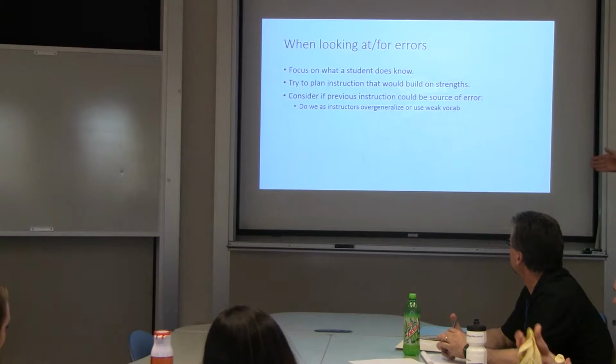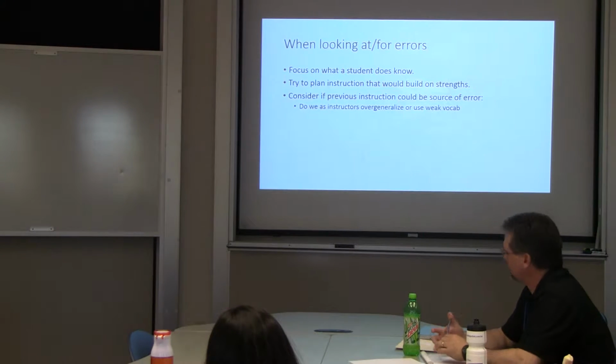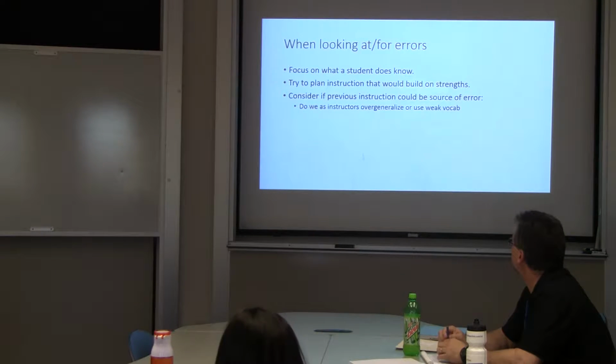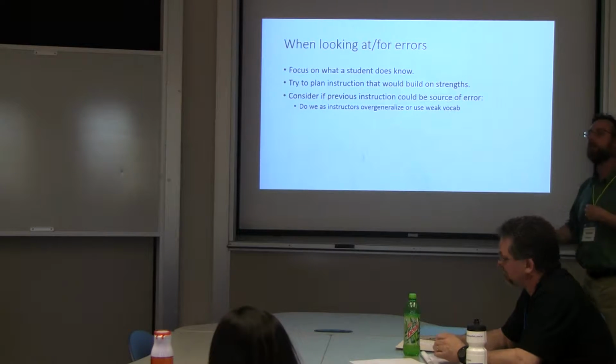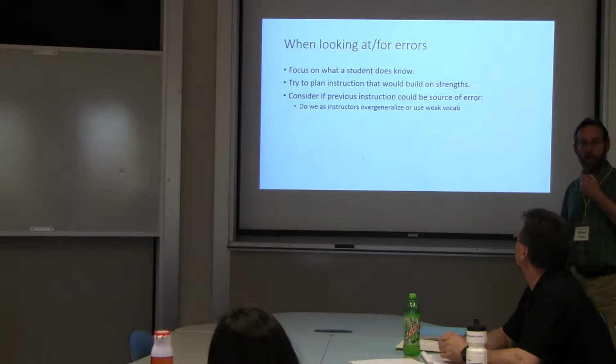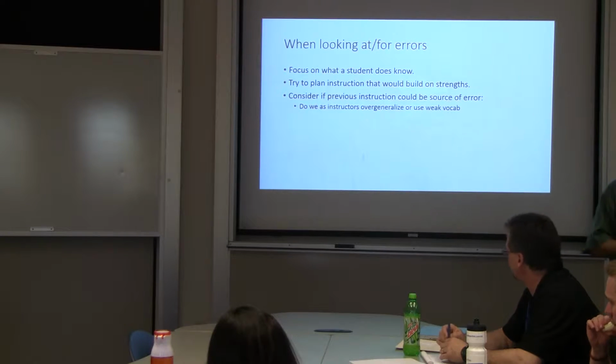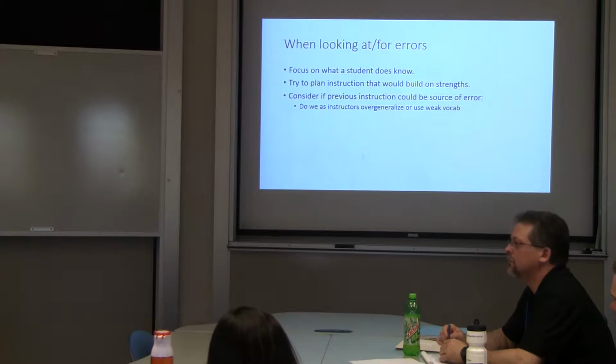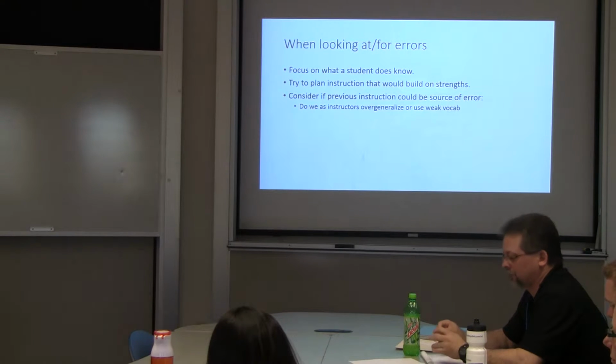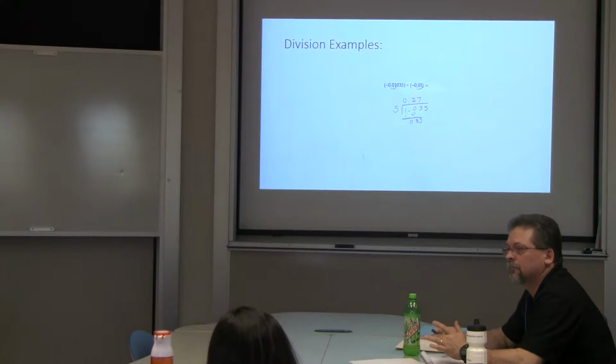Our goal would be to plan instructional ideas that would build on the strengths that they have. As I pull up the first example, we want to do that, and consider if something we may have said might have been the source of the error. Not by our intent, but because of the way it was heard. I'm going to refer to this as overgeneralization. If we're not careful with our vocabulary, we'll say something, they'll hear something different, or they'll hear the important part of it, and it's just not going to work.